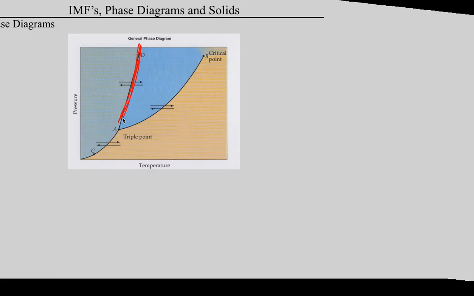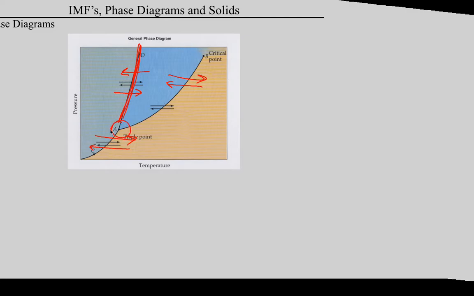Melting, or if we're going in this direction, so this way would be melting, this way would be freezing, right? And then this would be boiling, and this would be condensation, and this would be sublimation, and then do you remember this one? Deposition, right? So all of the phases are represented on this graph, on this chart.